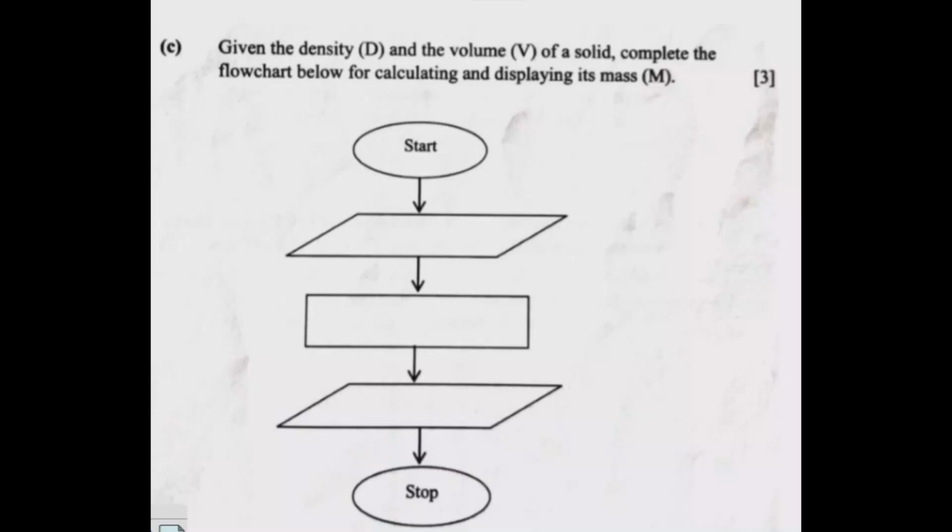Given the density D and the volume V of a solid, complete the flowchart below for calculating and displaying its mass. Okay, so we want to find the mass. What we're given is density and volume. So what do we do? First, we start. We place on start.